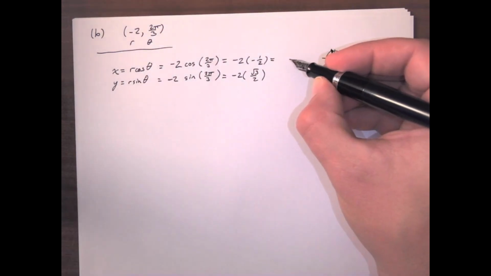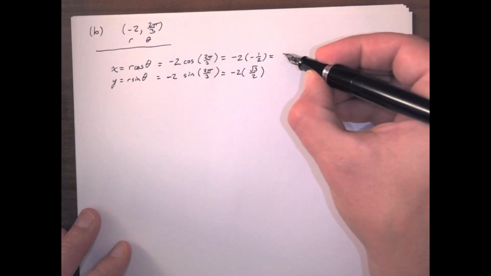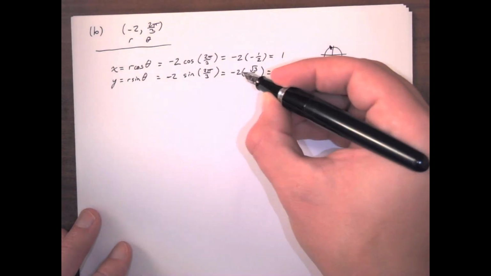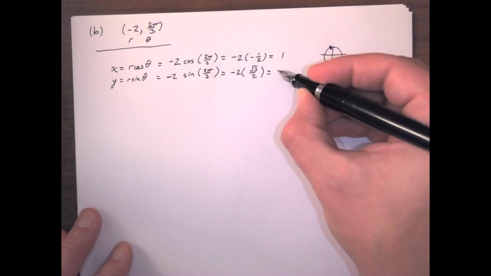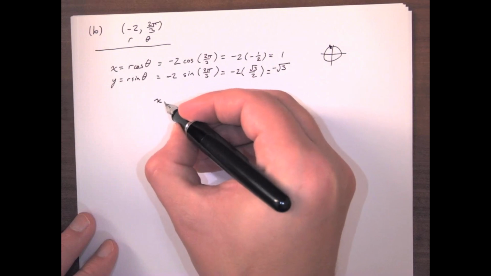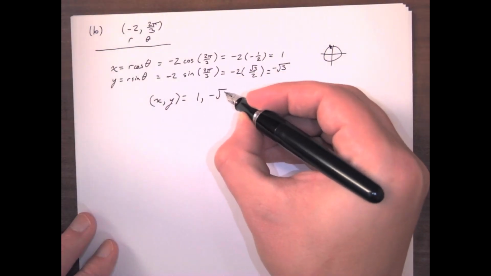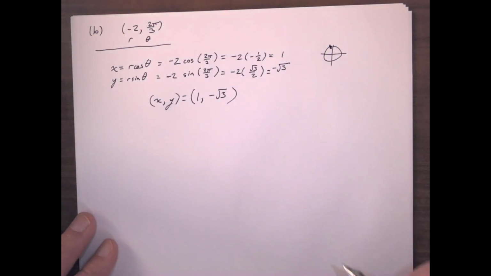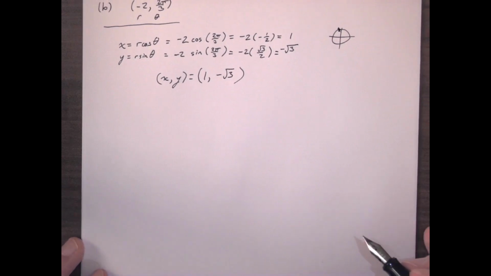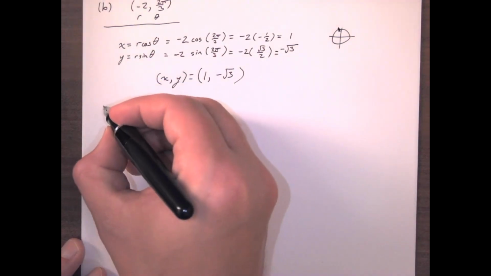Okay, so what do those equal? Well, the 2's in the denominator will cancel with the 2's that are not in the denominator, and that will be equal to positive 1 in this case, since the negatives cancel. In the other case, the negatives will not cancel, but the 2's will. So we'll have negative root 3, and that gives us x comma y equals 1 comma negative root 3. All right. What about something like this?